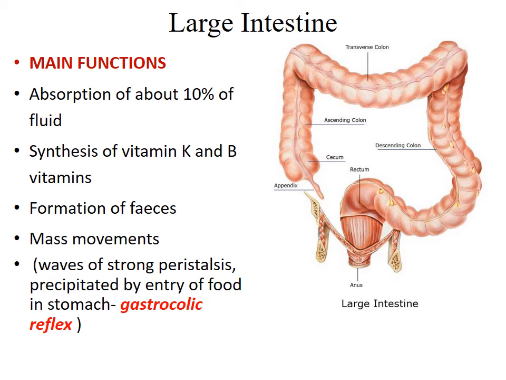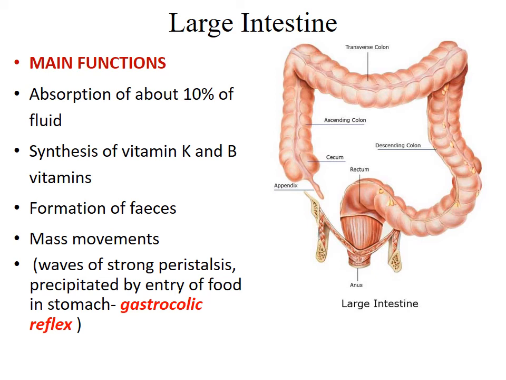We will now be looking at the major features of the large intestine. The main function is the absorption of about 10% of the fluid. So this is the colon, which has the ascending colon, the transverse colon, then the descending colon, and the S-shaped sigmoid colon. So these are the various parts of the colon: ascending colon, transverse colon, descending colon, and the sigmoid colon.